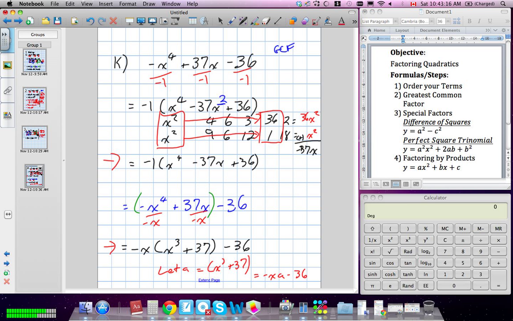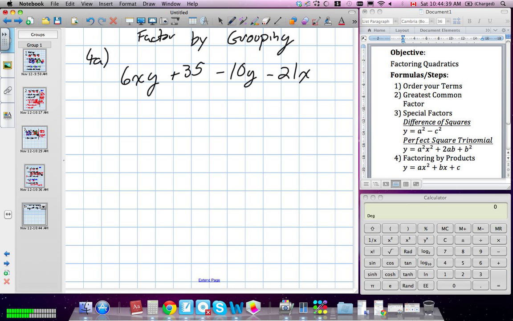All right. I would group 6xy and 10. Okay, 6xy and 10? Yeah. So let's rearrange them. We have 6xy minus 10y. Then negative 21x plus 35. Good. Please work with one group first, right? What group do you want to work with?